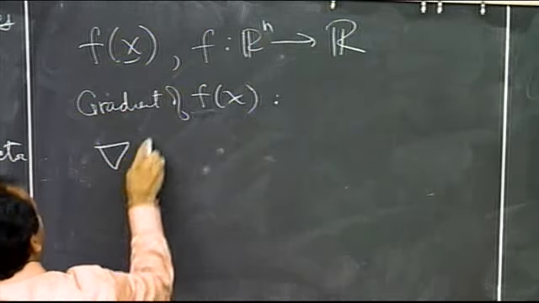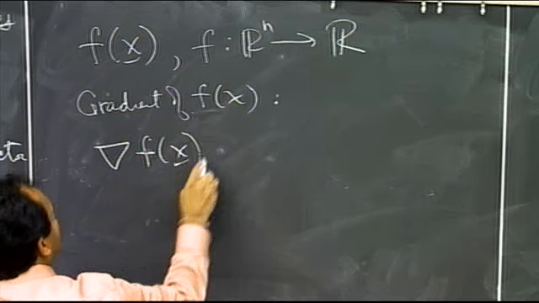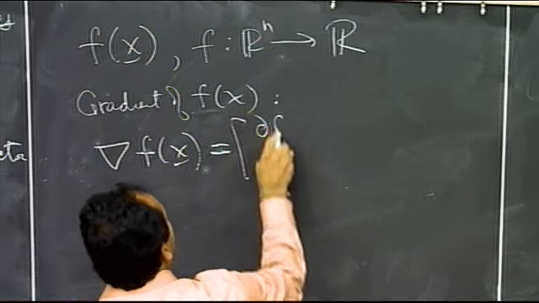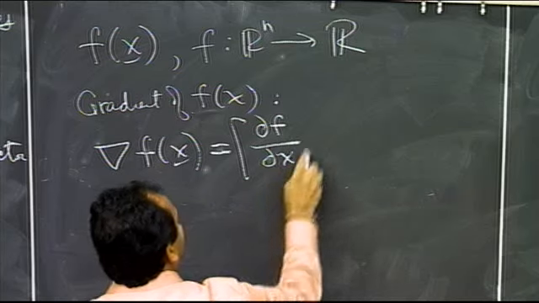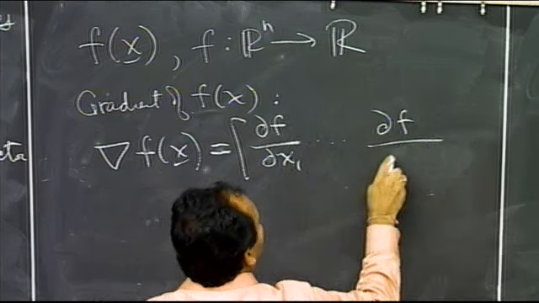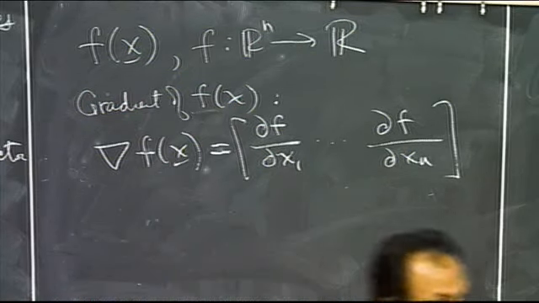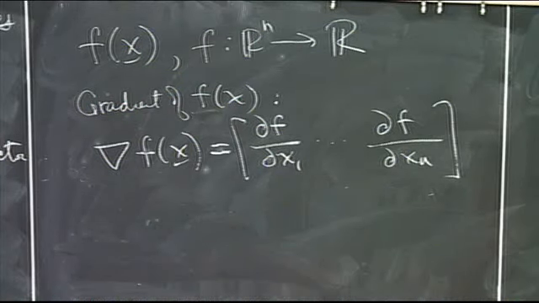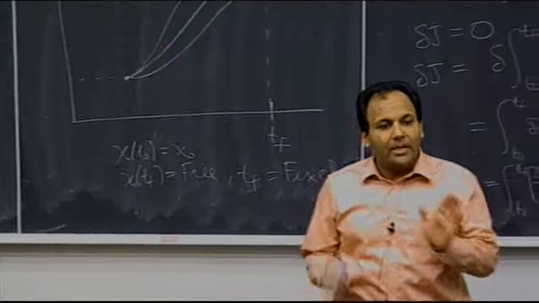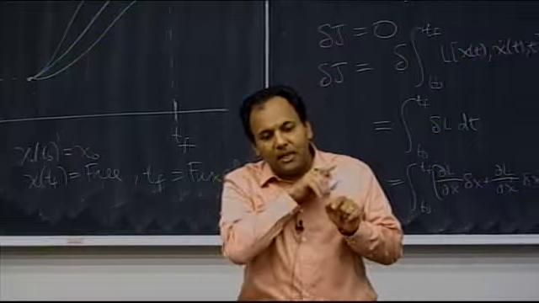We say the gradient of f of x is equal to the partial of f with respect to x1, partial of f with respect to xn. So it's a row vector. This convention, you've got to understand. X is a column vector. I'm going to treat it as a column vector. When I take its derivative, I'm taking its derivative this way.